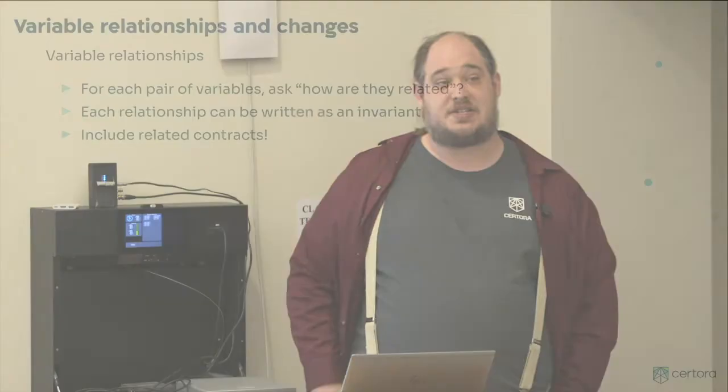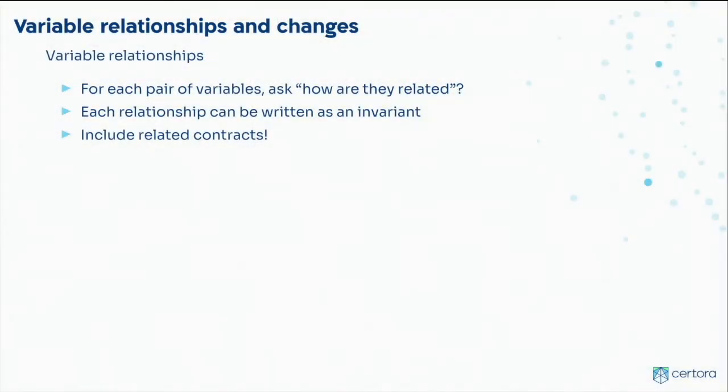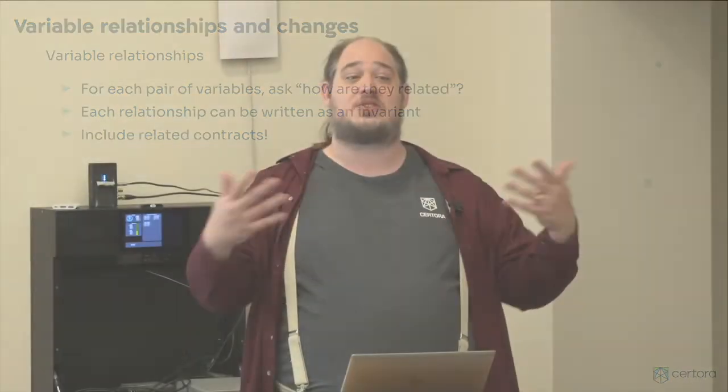Okay, the second kind of, or two kinds of rules that I want to talk about are variable relationships and variable changes. So variable relationships talk about the relationships between different fields in your smart contracts. Okay? And the way you get these variable relationships is you look at your smart contract and you look at pairs of variables and you say, are these related? Should I know something about this variable based on that variable?